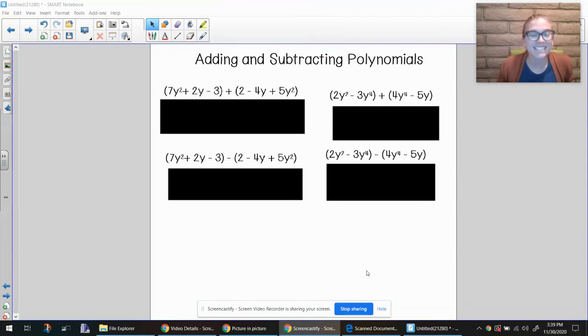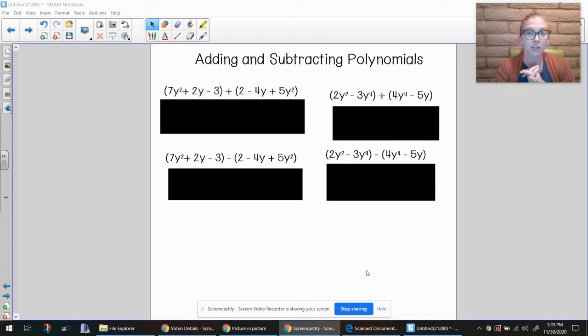Everybody, I'm Miss Cooksey, and today we're going to talk about adding and subtracting polynomials. So we've added and subtracted polynomials before in math. Actually, we've done this a lot. We just haven't used the word polynomial to describe it. When we've done this before, we've called this combining like terms, and that's exactly what we're going to do here.